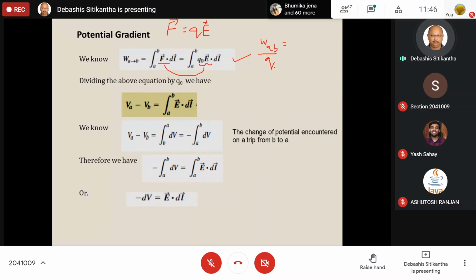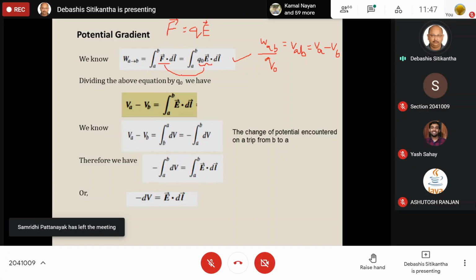Okay, if we divide the work done from moving a charge from the point A to B by the magnitude of the same charge, then we are to get the potential difference VAB. And again, we have studied that your potential difference VAB is nothing but the difference of the potential at the point A and the point B. So in other words, I can write that your WAB by Q0.